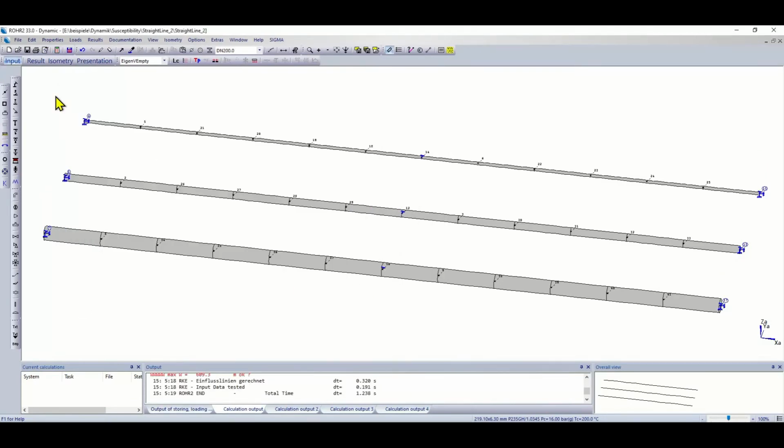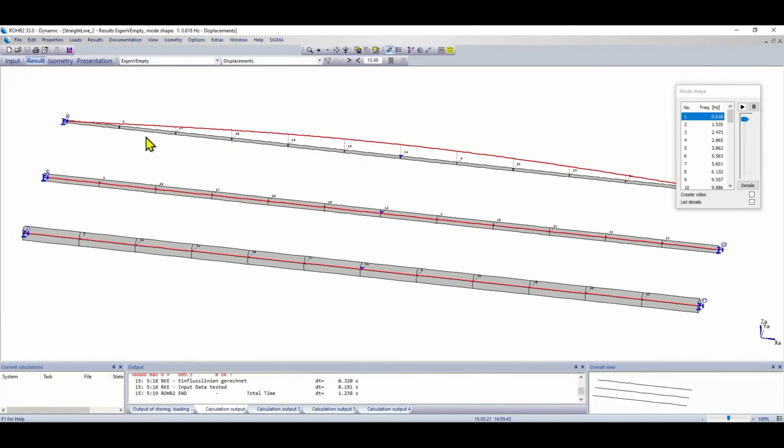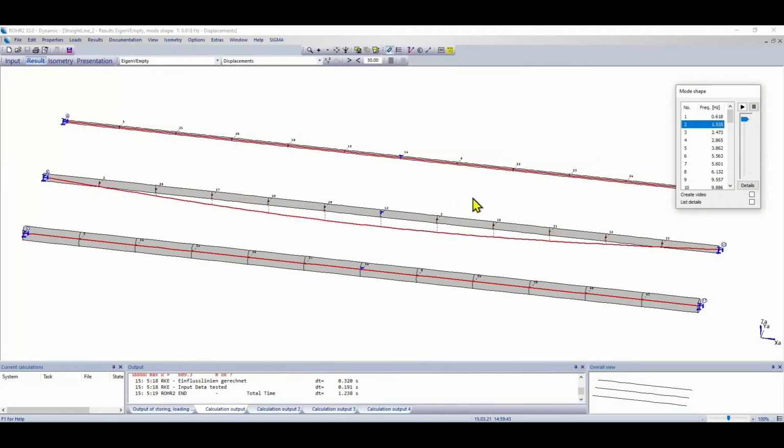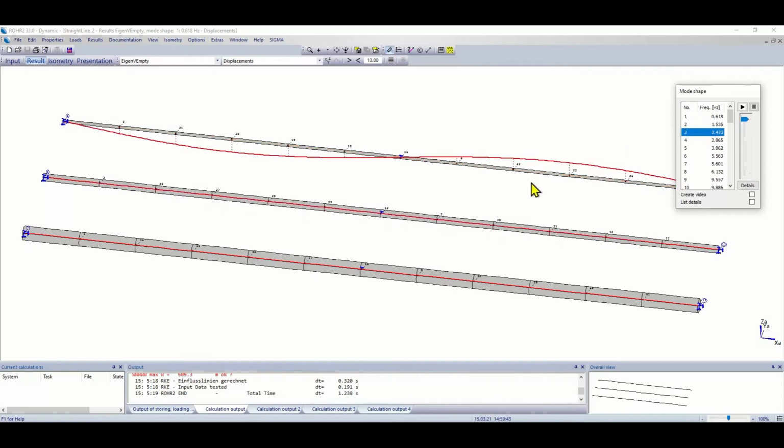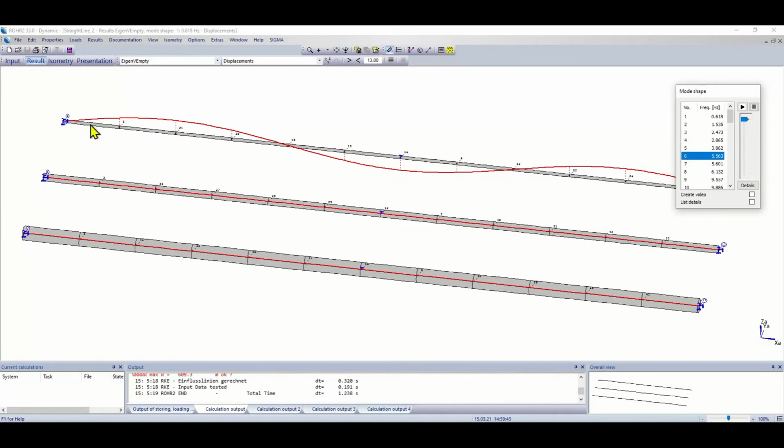So let's have a look at the results. First of all, let's have a glimpse at the mode shape itself. So the first mode shape is, of course, in the thinnest line, the second one in the next bigger line, and the third one would be the second mode shape in the first one, and so on. And we can see that basically the different mode shapes have different frequencies for the different lines.